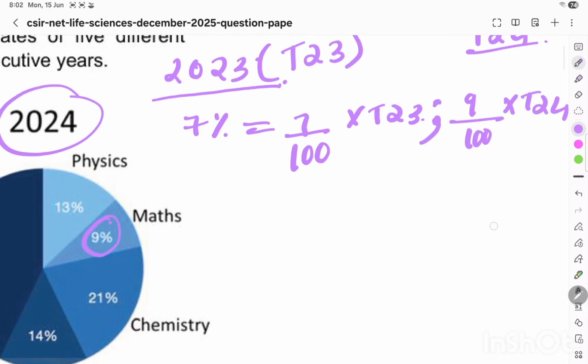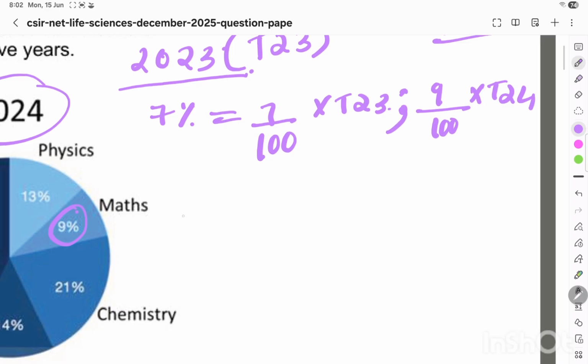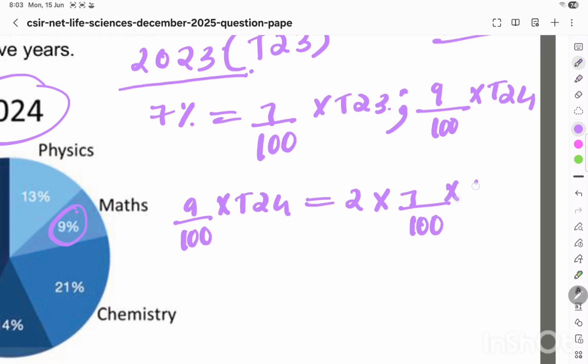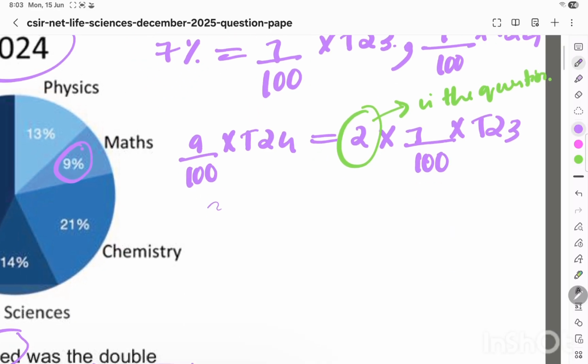into T24. So it is given that the number of students, that is 9 by 100 into T24, is equal to 2 into 7 by 100 into T23. This 2 is given in the question. Okay, in the question this condition is given. We wrote this as the max equation. Here we would simplify it.